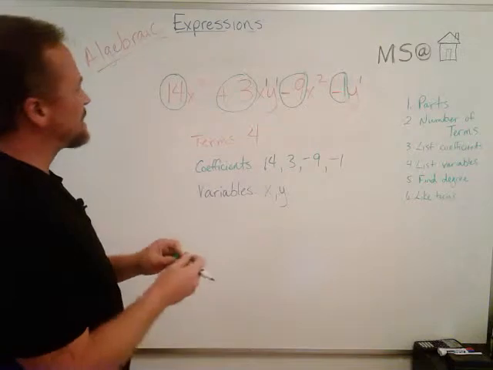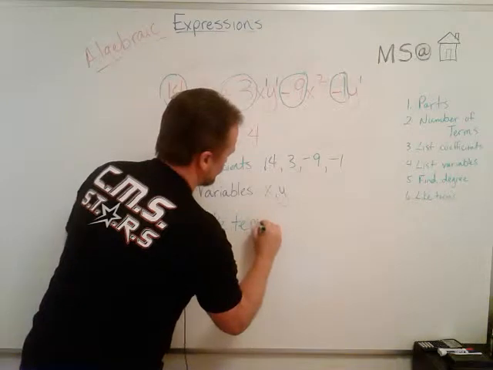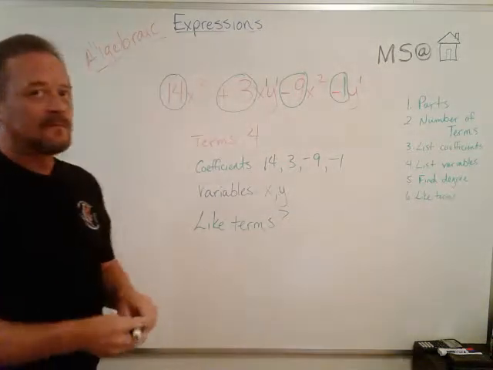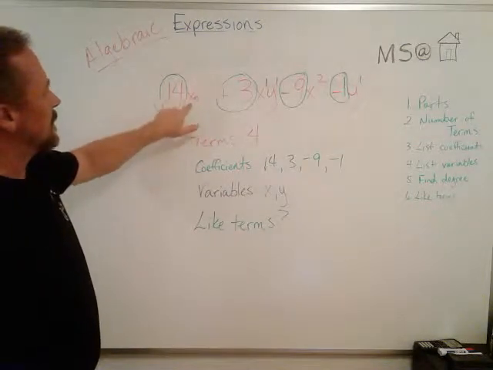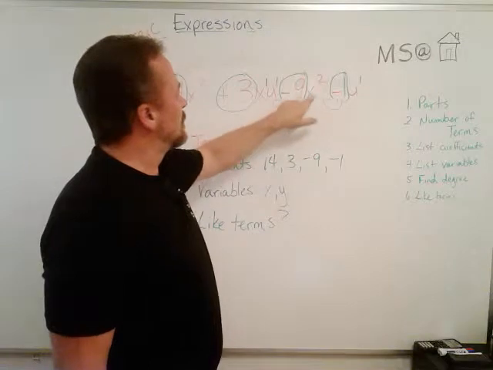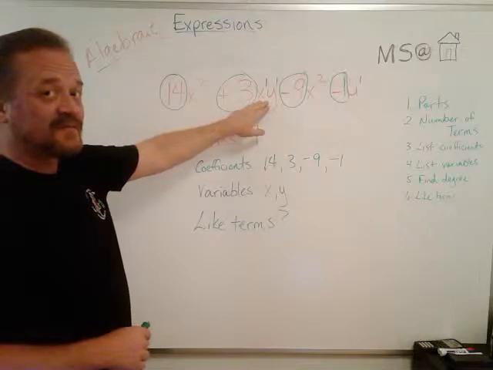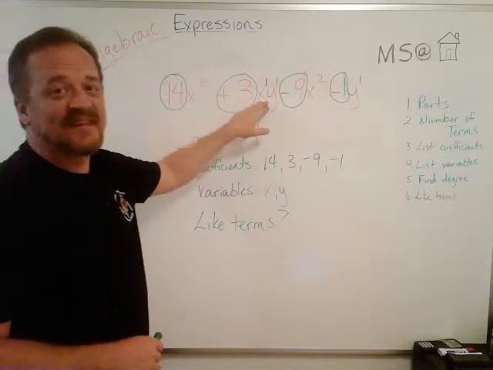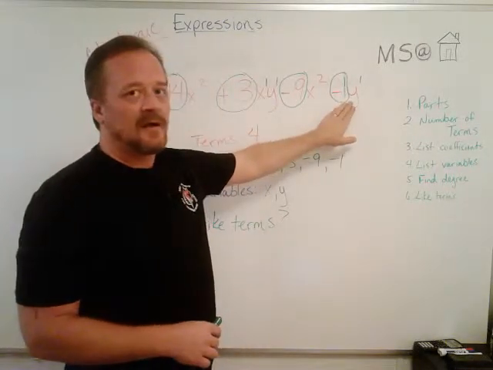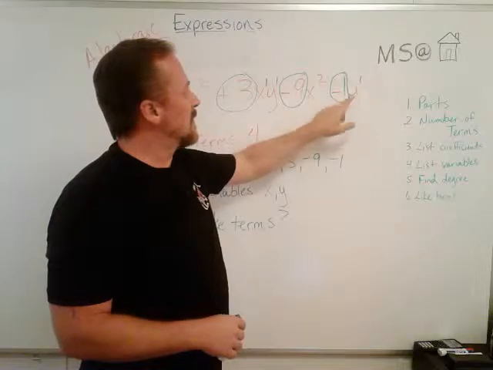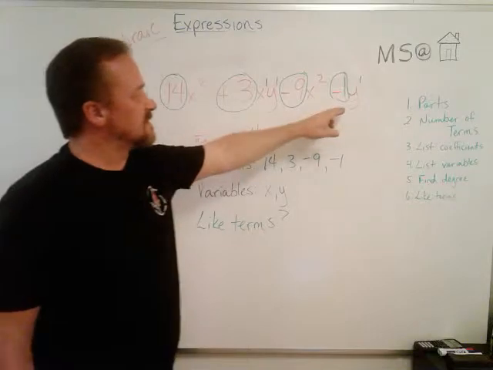Okay. Last thing. Do you see any like terms? Look at it. Remember we said this one has the exact same variable as this one? Is xy the same as any of the other terms? It's the only one that looks like that. So this one doesn't have a like term. How about y? Negative 1y. Again, it's the only term in this expression that has a y all by itself. So this one doesn't get a partner.